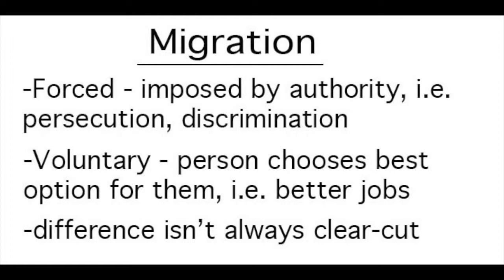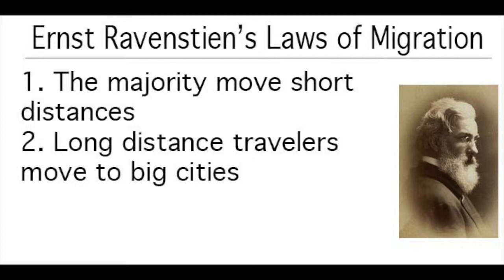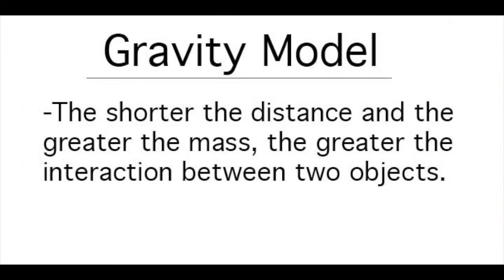Ernst Ravenstein's laws of migration state that 1. The majority of migrants move short distances. 2. Long-distance migrants move to big cities, and 3. Young adults migrate more. This model was an early example of the gravity model, which predicts the interaction between two places.